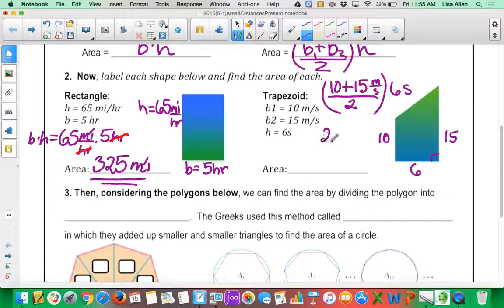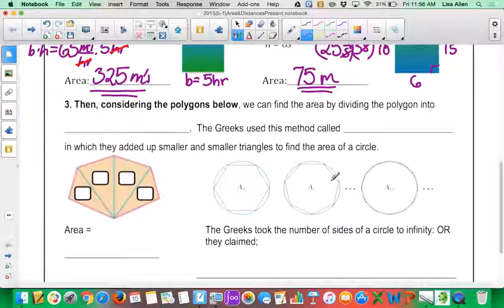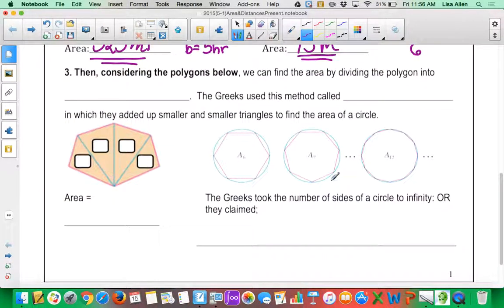So we would then get 25 meters per second times 3 seconds. When we simplify, 2 goes into 6 3 times. So when we finish, we get 75 meters for our final answer, as the seconds will cancel when we multiply the 3 seconds times the 25 meters per second. So we get our answer in units that appear linear, but in fact, we're using the area idea to model the rate times time. Then, in considering the polygons below, we can find the area by dividing the polygon into triangles, of course.